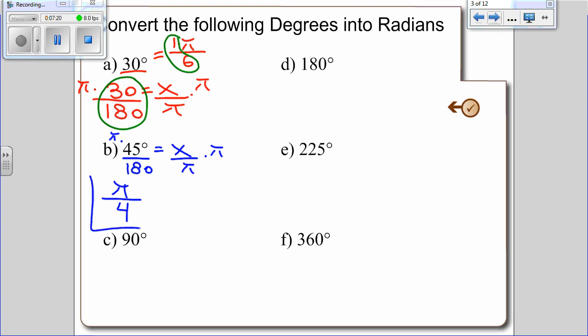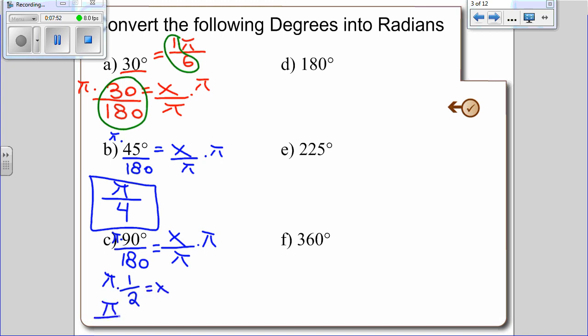We'll do one more together, then you'll do the 3 on your own, and I'll put the answers on the board. So if you want to convert 90 degrees into radians, you go 90 over 180 equals some number of radians divided by pi. I'm going to multiply pi to the other side. 90 divided by 180 is 1/2. Multiplied by pi. Again, we simplify that to just be pi over 2. That would be my answer as an exact value. Okay, try the other 3 on your own. I'll put the answers on the board.